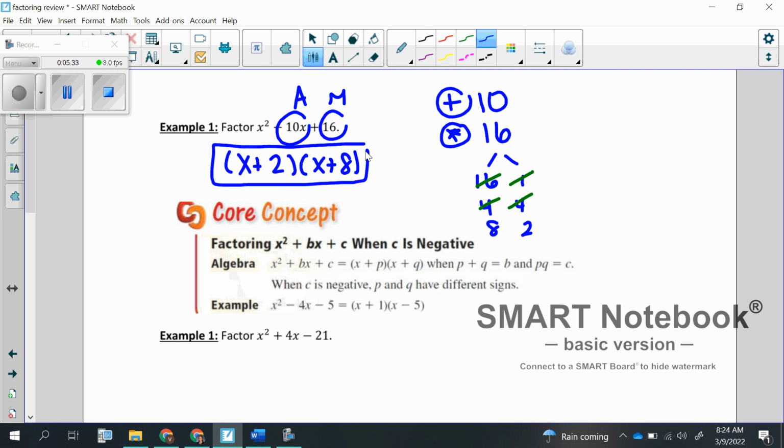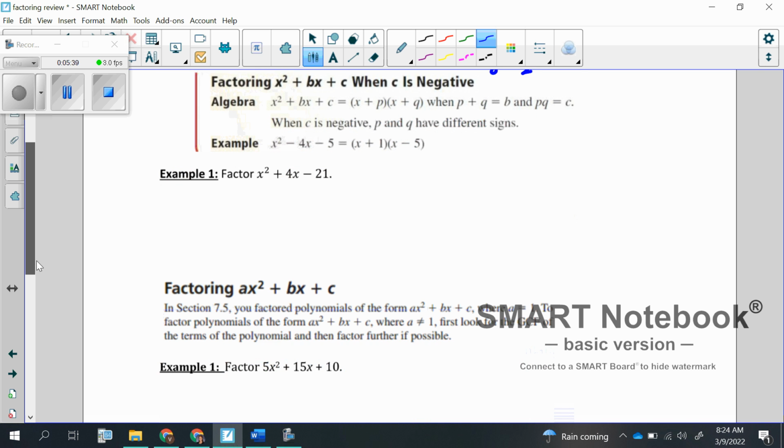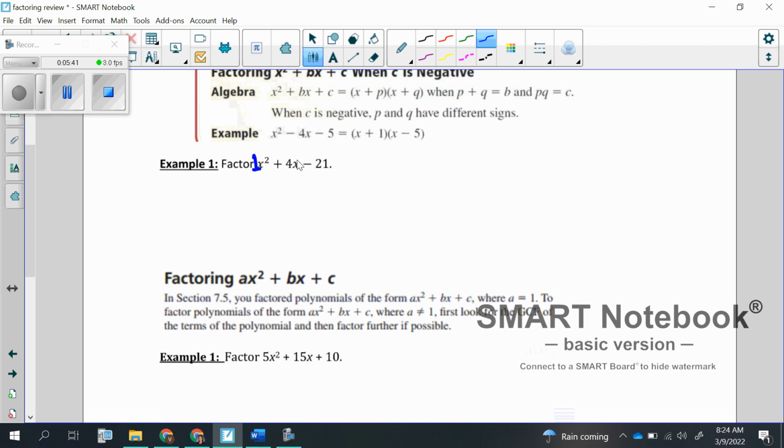Okay, this process, as long as that number in front does not change, it's still 1, this process doesn't change if the c value is negative. It's still what adds to the middle multiplies to the last. So it adds to 4 and multiplies to negative 21. Still, start with the multiplication. You're going to say what multiplies to 21. So our factors of 21 are 21 and 1 and 7 and 3. 21 and 1 are in no way going to add to 4.